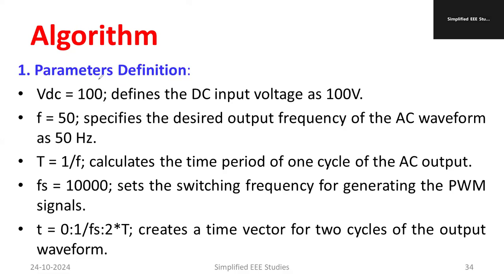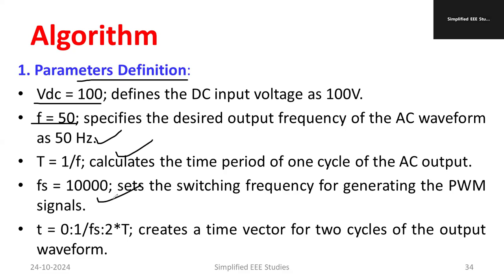So moving on to the first step, that is called parameter definition. The input voltage you have to define. Then the required output frequency, that is 50 hertz, I require to design. Then the time period, which is the reciprocal of frequency. Then the switching frequency for generating the pulses, I need to maintain at 10 kilohertz.